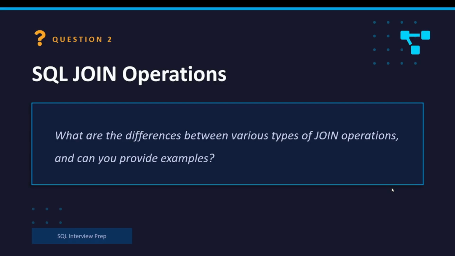Now let's move on to our second interview question, which is one of the most classic SQL topics. What are the different types of join operations and how do they differ from each other? Joins are what make relational databases so powerful. They allow you to combine data from two or more tables based on a related column. But the type of join you use determines exactly which rows end up in your final result. So understanding the differences is absolutely essential.